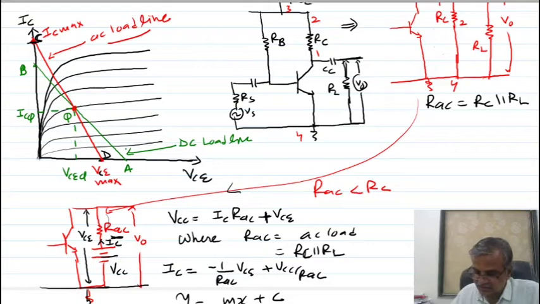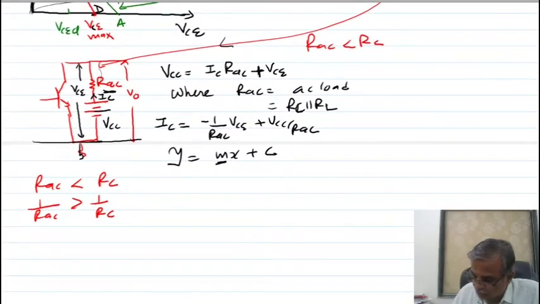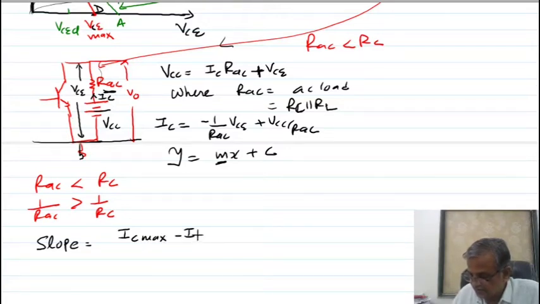For this, look here, I will find the slope of the line. The slope of this line is this value upon this value. Check. I can write the slope of the line is nothing but IC maximum minus ICQ upon 0 minus VCQ.